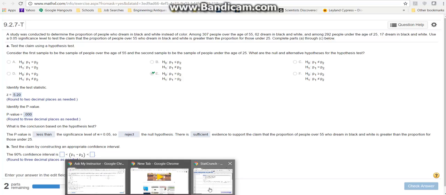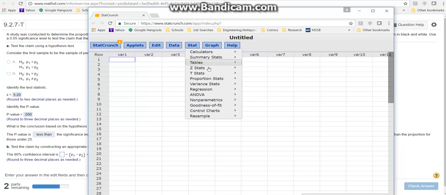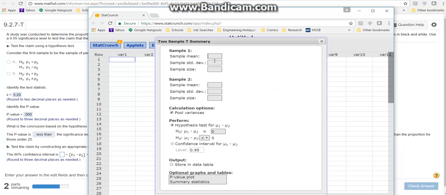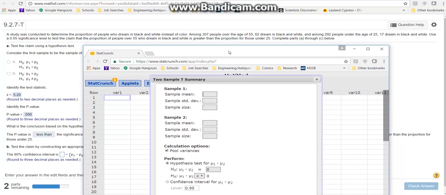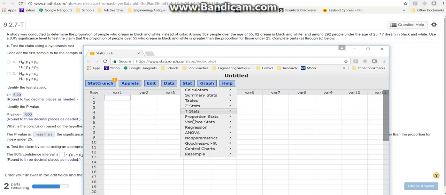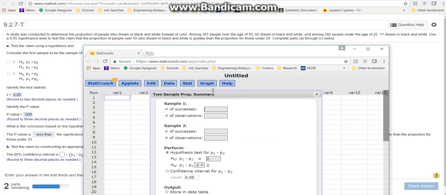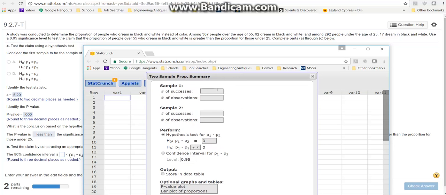So now let's go back to this, close this out, and go to Stat, T Stat, Two Sample, With Summary. And again, let's enter our information. 62. Actually, wait a minute. I'm in the wrong field. Proportion Stats, Two Sample, With Summary. Excuse me. And let's enter our data again. 62, 307, 17, 292. And now we want a 90% CI. It has to be 90 because it has to be 0.05 per tail.